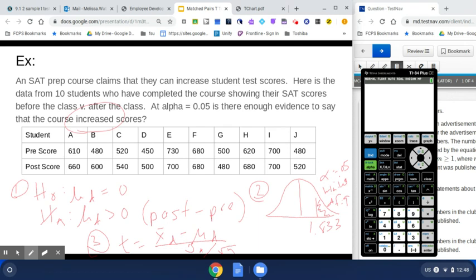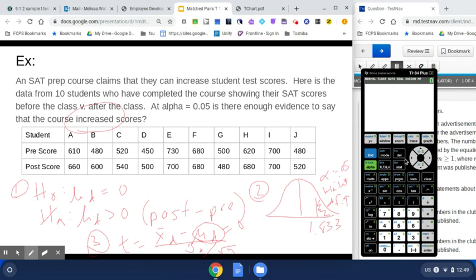So guys, what we're going to do is find the difference between each person's post and pre-score. Find that mean. Now, assuming that the null hypothesis is true, mu sub d would be equal to 0, again indicating that there's no difference. The standard deviation of those differences we're going to calculate, and again, n is the sample size, which is the number of pairs, in this case 10.